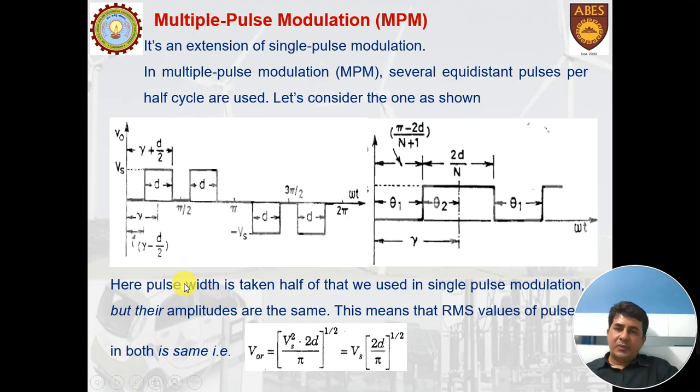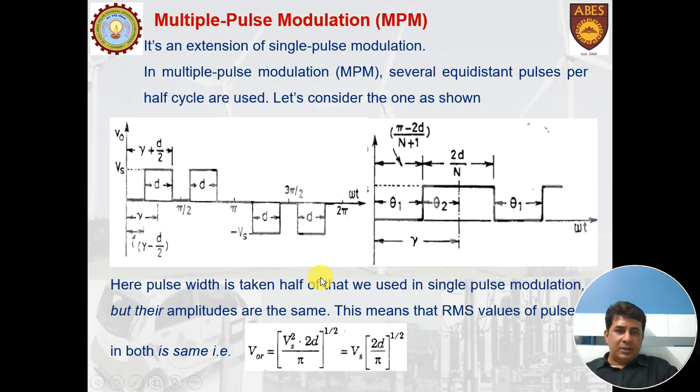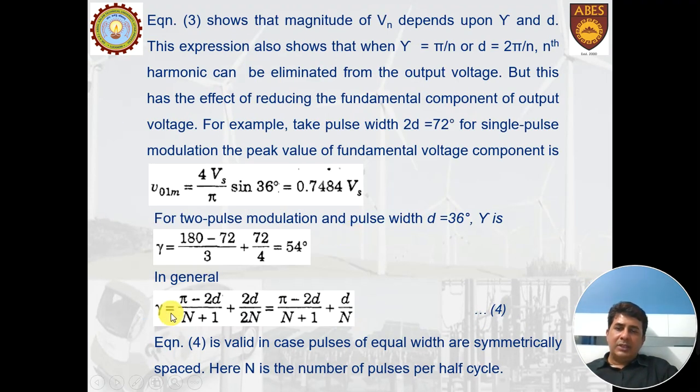Now what is gamma? This value is called gamma. It is the angle between 0 and the middle of the first pulse. Now let us see how we could find it. There's a simple formula for it, given here. Gamma is given by pi minus 2d times n plus 1, plus d, divided by n. This could be easily derived from this figure. I would like the students to derive this formula. So the value of gamma can be found with this formula.